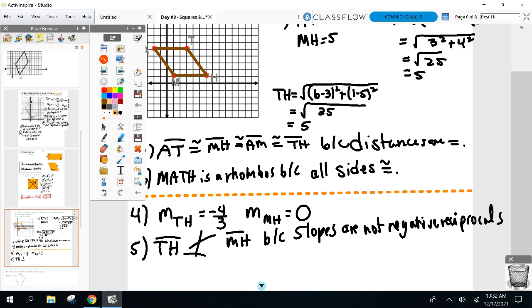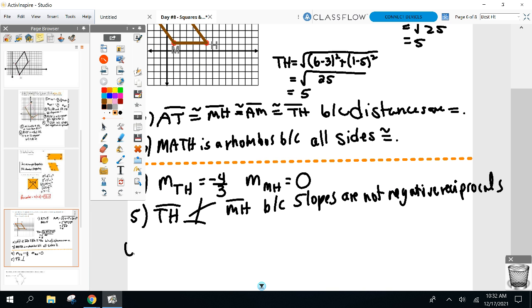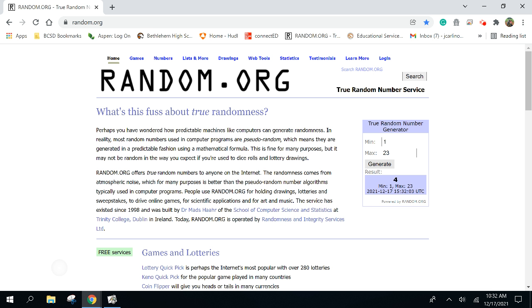So can this be a square? No. All right, so let's say that. Math is not a square, and why? Math's not a square because, how do we know? Why wouldn't this be a square? In your own words.